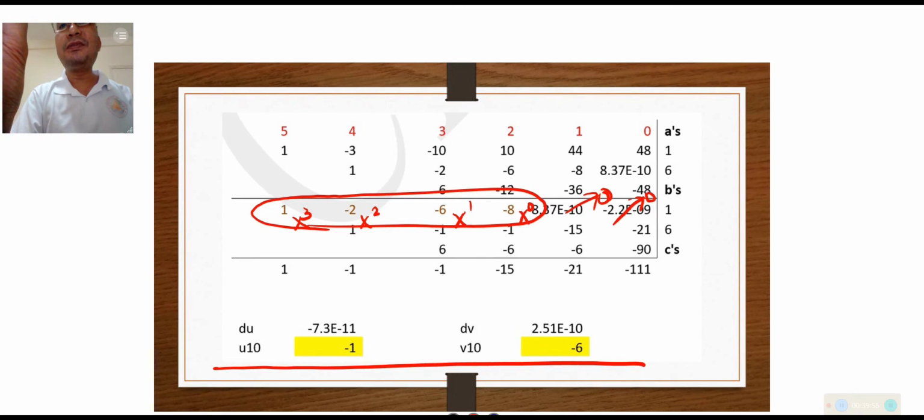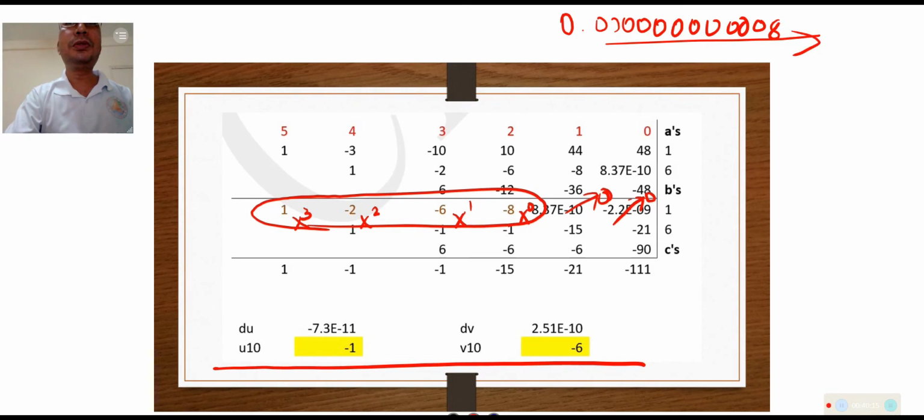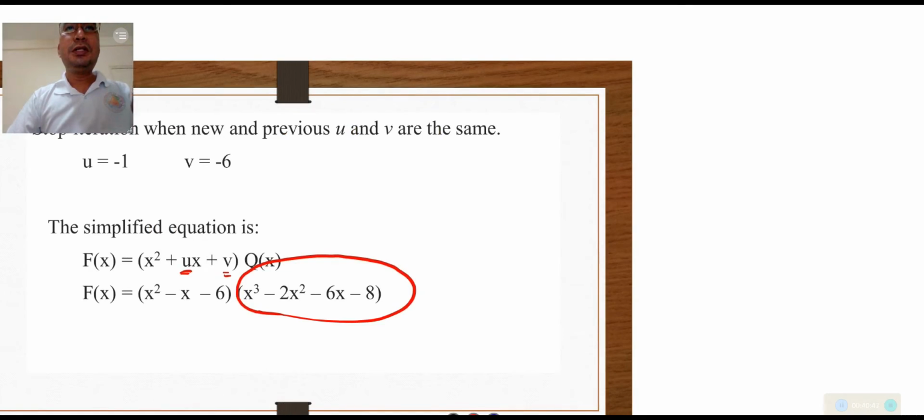That is 8.37, or if you put that in decimal form, it will be 0.000000, about 10 zeros, or 9 zeros and an 8. So that is almost equal to zero. That's why these terms here we have assumed to be 0. So this one will now become your x to the 0, the last term. This will become your x raised to 1. This term here will become your x raised to 2. And this one will become x raised to 3. So this is where this equation came from.